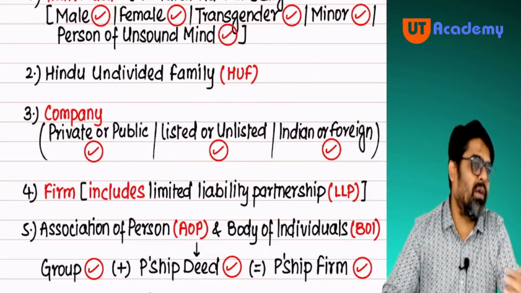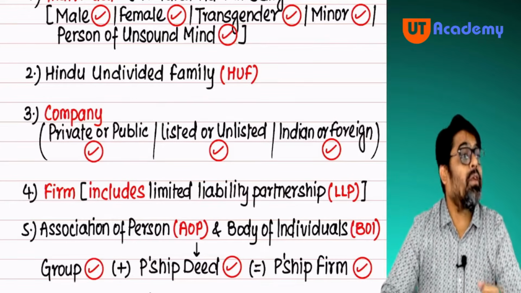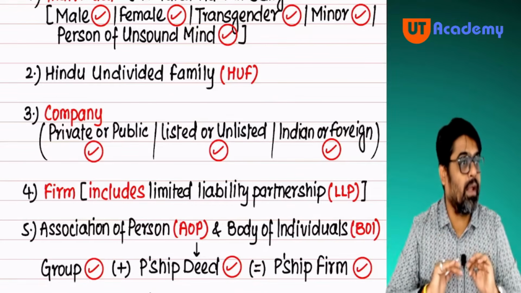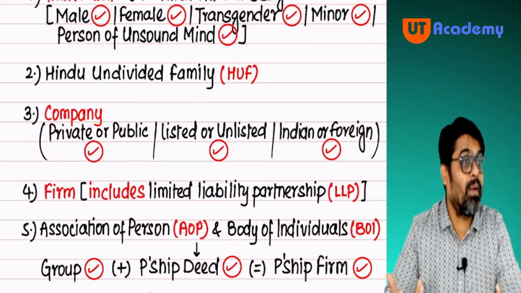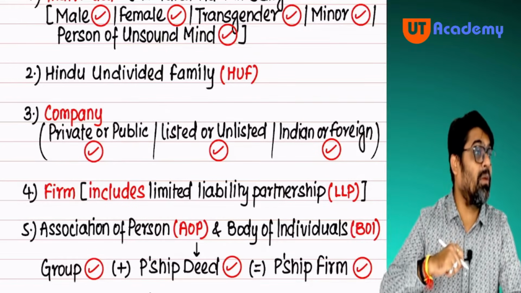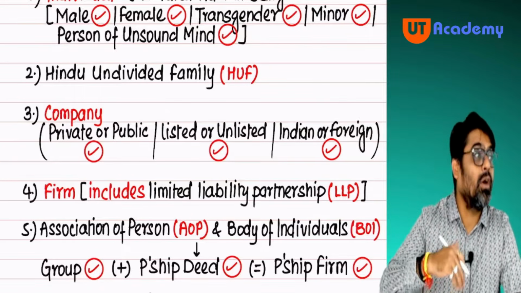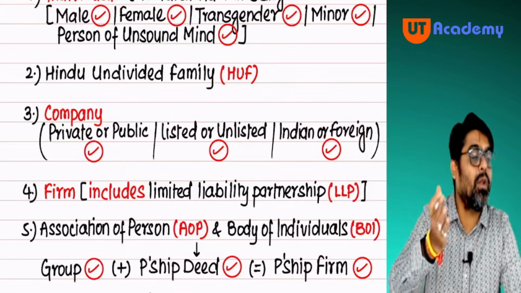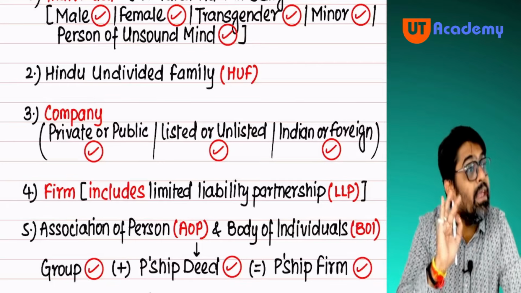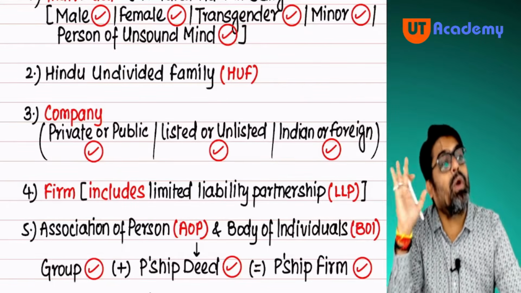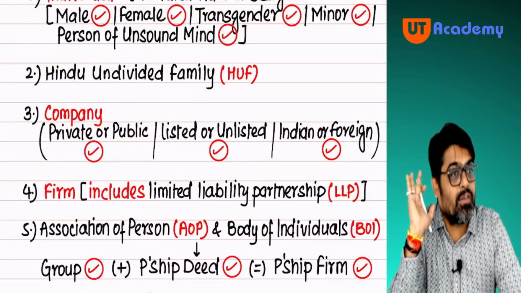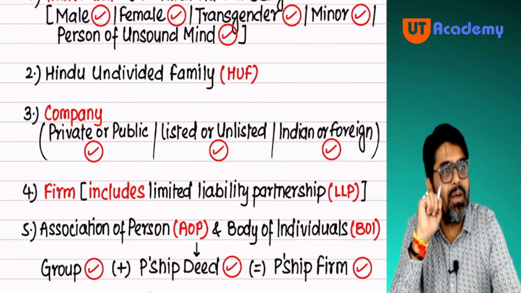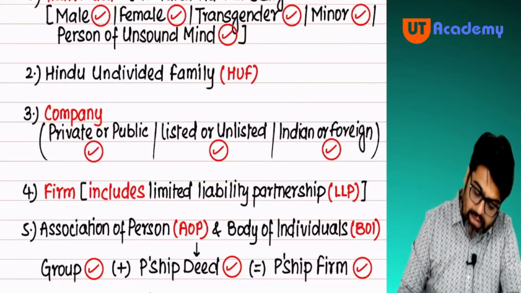Because see, if a Hindu undivided family were not treated as a person, what would everyone start doing? Instead of earning the income in their own individual name, they would start earning the income in the name of the family, because the income in the name of the family would not be taxable. Getting my point? So everyone would start doing that, no? So hence the lawmaker says that even the income earned by a Hindu undivided family will be liable to tax. But in order to do that, a Hindu undivided family should be treated as a person. Yes or no?